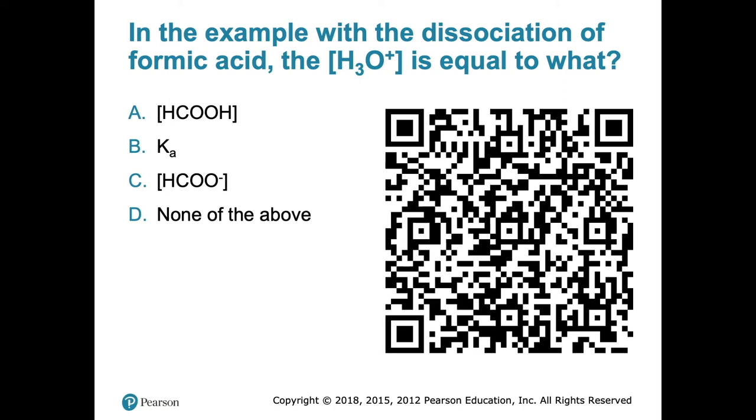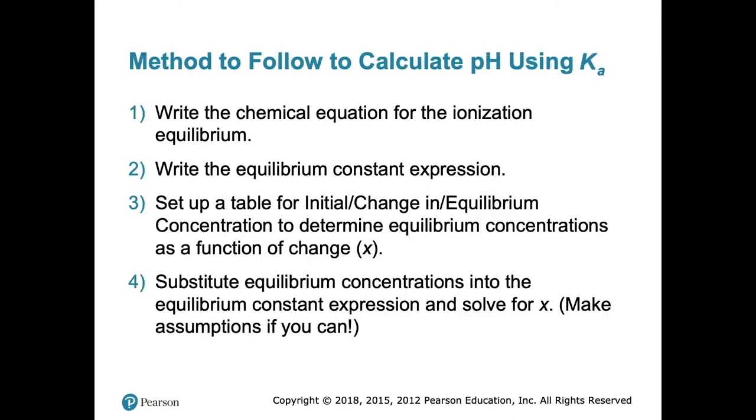All right. The answer is in fact C. It's definitely not B, because remember the Ka equals the products over reactants, right? So it can't be that. But the hydronium ion concentration does equal the conjugate base concentration. In this case, the conjugate base was the formate ion, right? So this is the last thing we'll talk about today, because you'll need it for discussion section today.